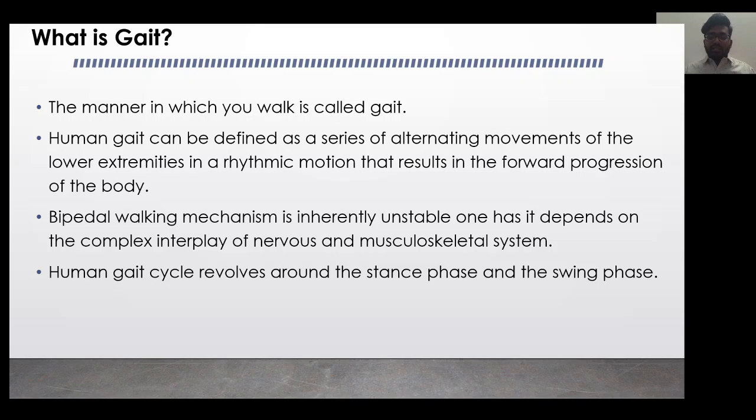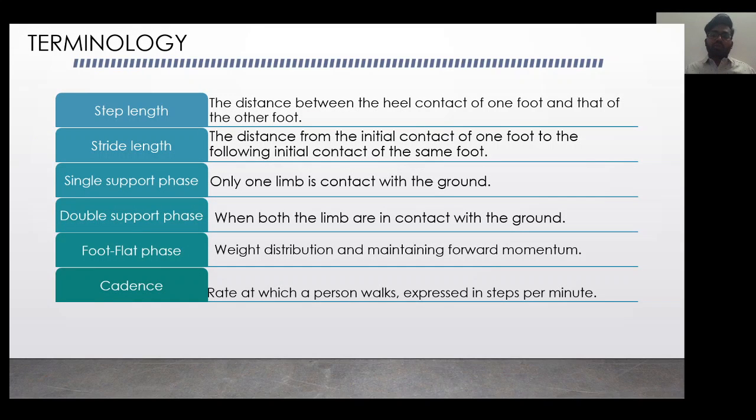So now we're looking at human gait. The first thing we need to know is what the different terminologies are. Because when you're diving deep into human gait, we need to have a better understanding. We need to have a background of what is what. So let's look into the terminologies.